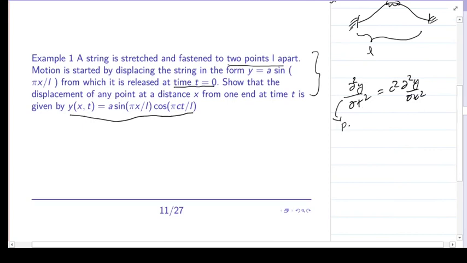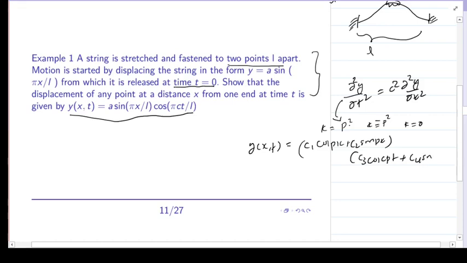So p equal to k, k equal to p square, k equal to minus p square, and k equal to 0. Applying this, we get the general solution y of x,t equal to c1 cos px plus c2 sin px, into c3 cos cpt plus c4 sin cpt. We received this kind of solution because we have put in the initial condition.